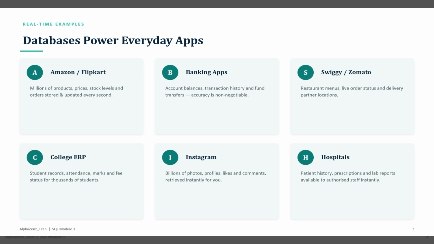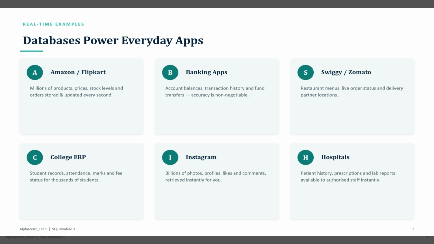Let's look at real companies using databases right now. Amazon and Flipkart, millions of products, prices, stock levels, and orders, all stored and updated every single second. Banking apps, account balances, transaction history, fund transfers. Here, accuracy is non-negotiable. One wrong digit and someone loses money. Swiggy and Zomato, restaurant menus, live order status, delivery partner locations, all changing in real time.